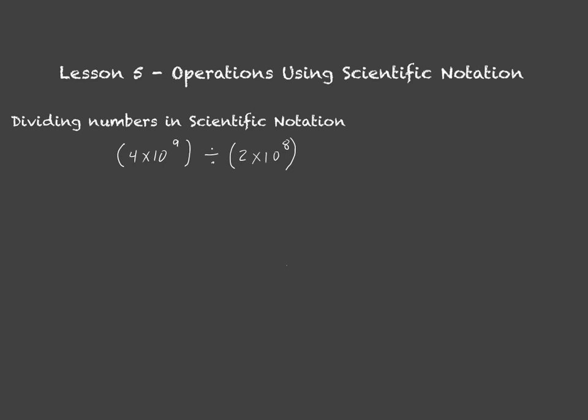The first thing that we're going to do is change this into a fraction form. So we're going to make it look like 4 times 10 to the 9th power over 2 times 10 to the 8th power. So keep in mind, the first thing we did is write it into a fraction form.